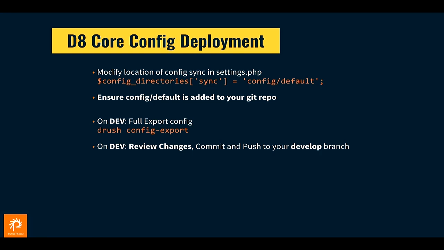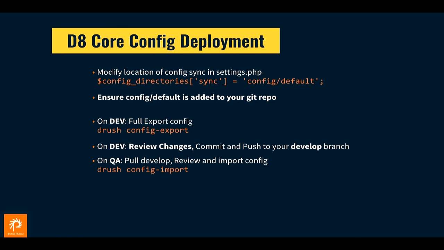Because when your next developer does a pull, and they go on their site and do a config import, you don't want them to get that article that you're in the middle of working on, right? You just want them to get the blog. So you have to be a little bit more careful. You have to be really good at Git.